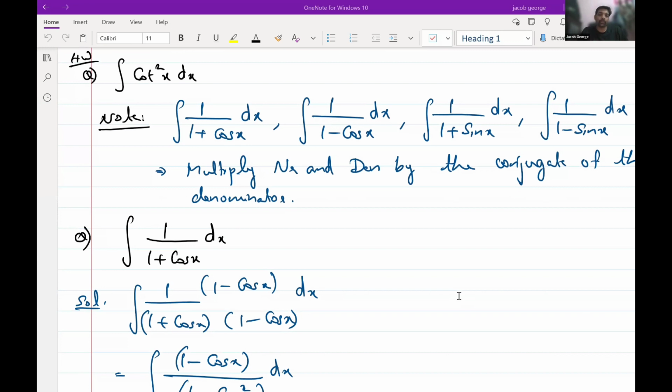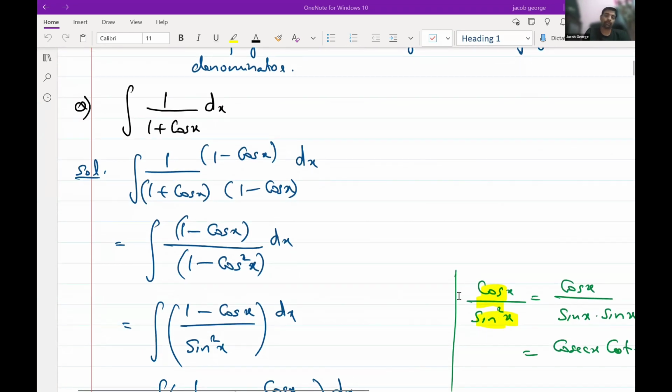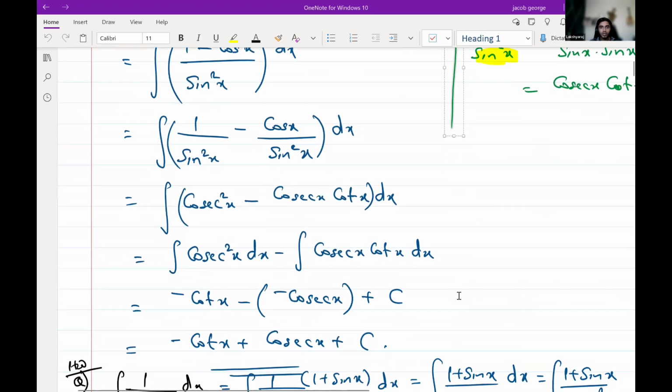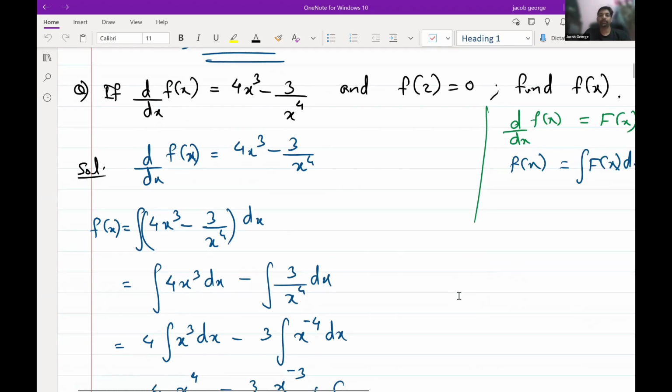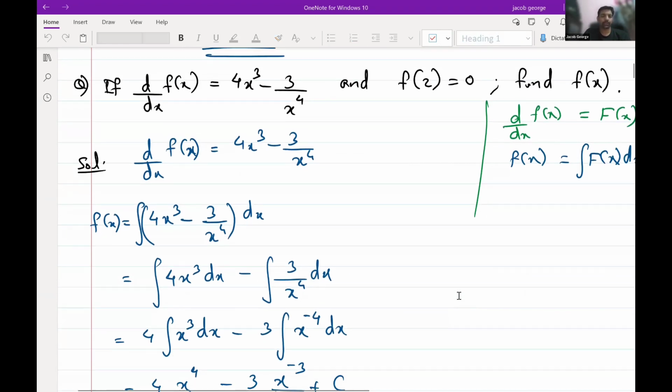And these four are important for two markers. 1 by 1 plus cos x, or 1 by 1 minus cos x, 1 by 1 plus sin x, or 1 by 1 minus sin x, multiply by the conjugate of the denominator. For example, the first question, multiply by 1 minus cos x, then divide it term-wise. So this way we have to do. And this question is also direct. If the derivative is given, to find out the original, we do the opposite, integral.